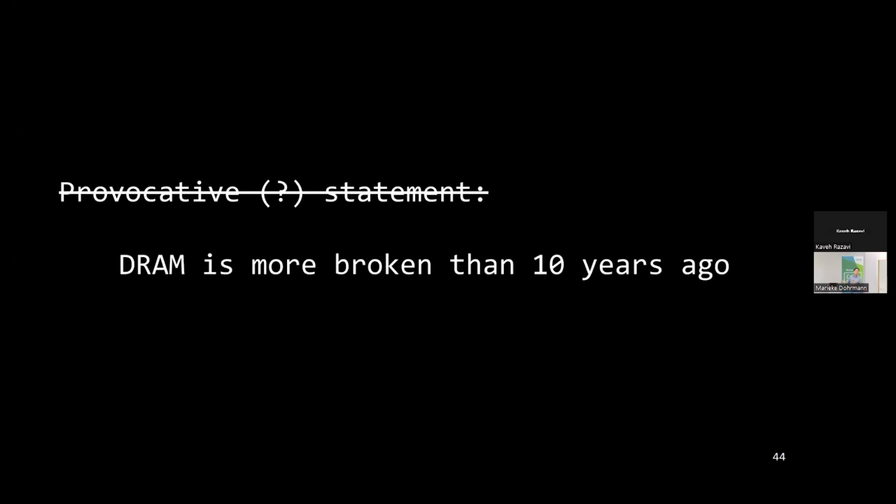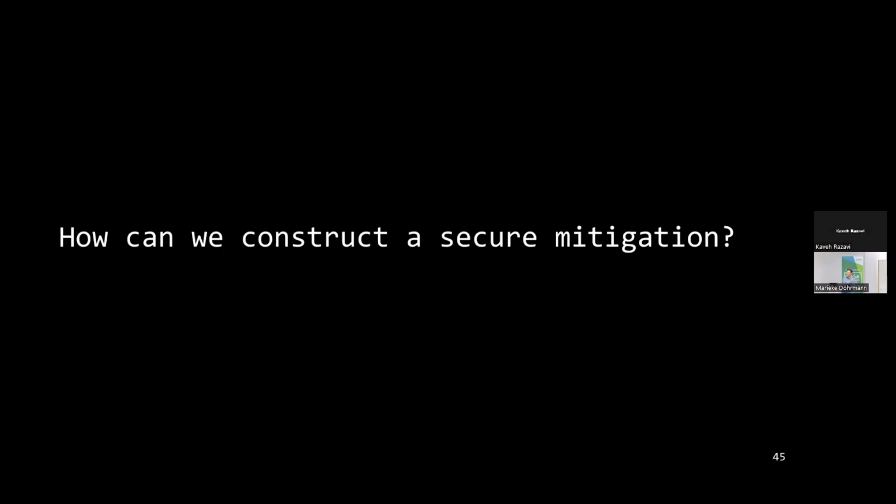Good. So I hope that this statement that I had from before is no longer very provocative: DRAM is now more broken than 10 years ago. I'm now going to switch gears and quickly talk about some of the mitigations that we have been doing. And then if there is time, I would also be happy to talk about some of the things that are happening in industry, but maybe only if there is time.